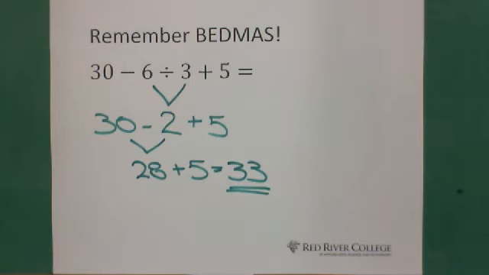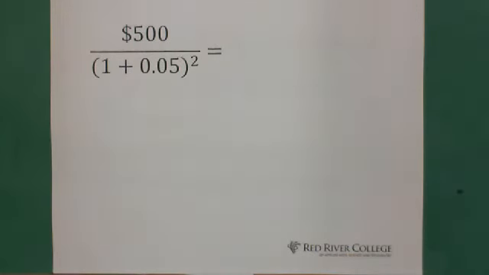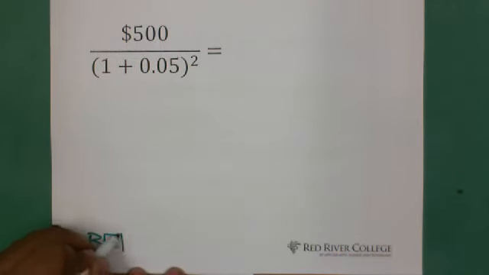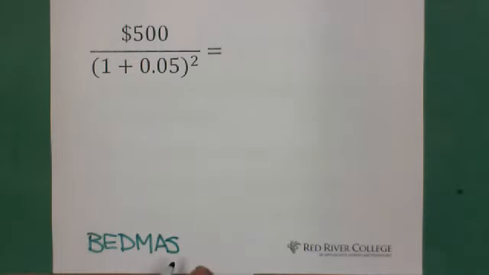Okay, that's a fairly simple question. Let's try something a little more complex, something that you might find in a financial math course. $500 divided by (1 plus 0.05) squared. What's that acronym that we have to remember? I'd like you to pause the video now and try it on your own.